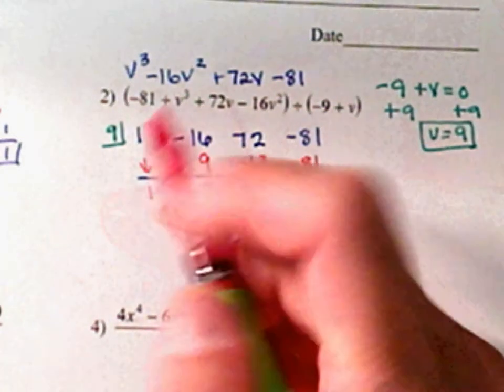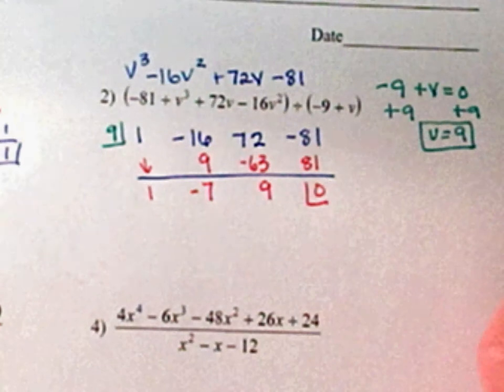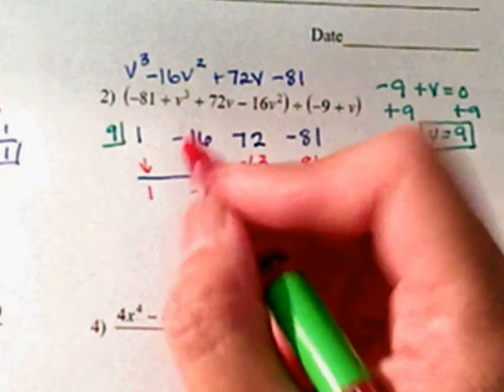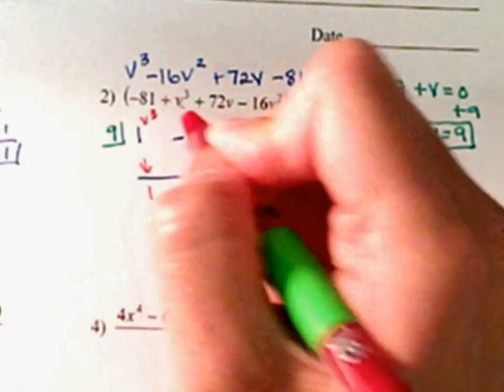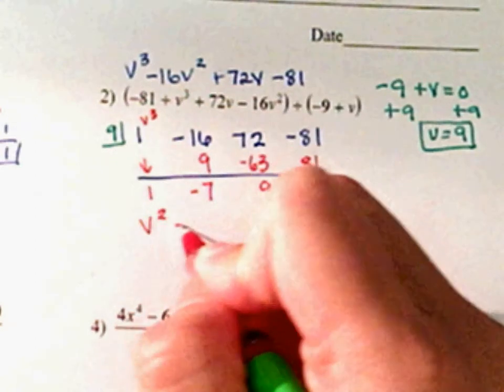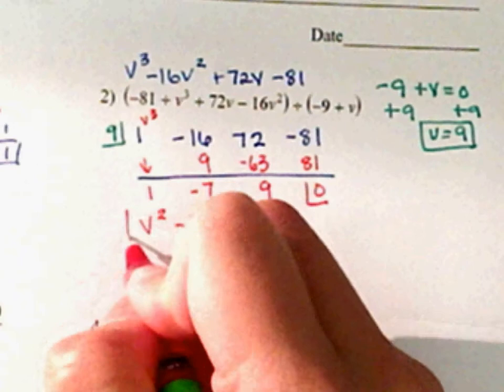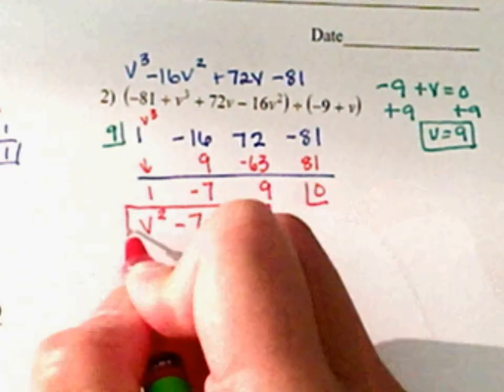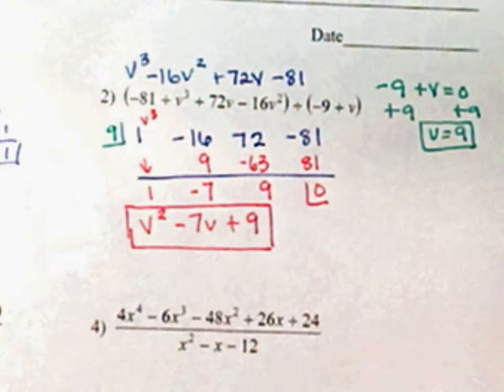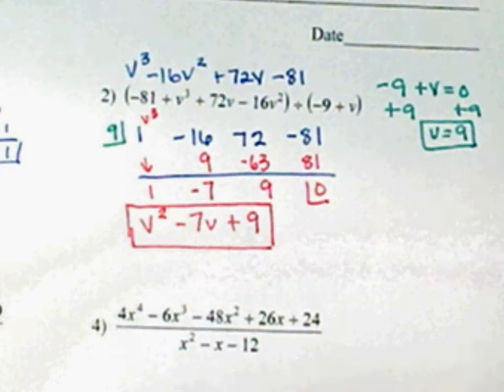So that is actually one of your roots. So let's go ahead. We started with v to the 3rd, so this is now 1v squared minus 7v plus 9. You don't have to take it any further right now because all you're doing is synthetic division. So don't factor, you're not solving. And there you have number 2.